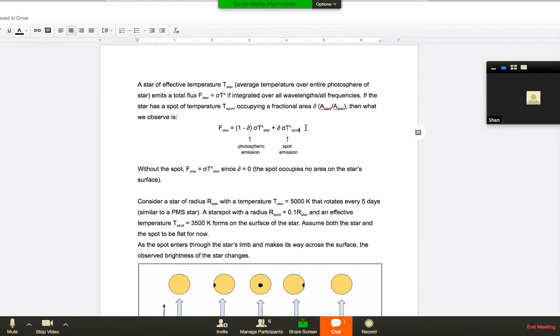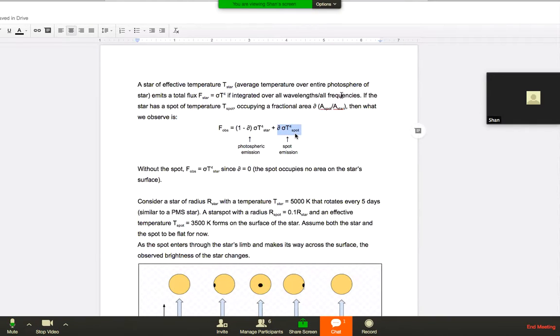You could take an extreme thought: let's say the spot is as big as the entire star, which means delta is 1. So it's a star that is just one spot. If delta is 1, the flux of your photospheric emission becomes 0, because 1 minus 1 is 0. Then the entire flux you have is the flux from the spot. That's true because the spot is the size of the star by assumption.